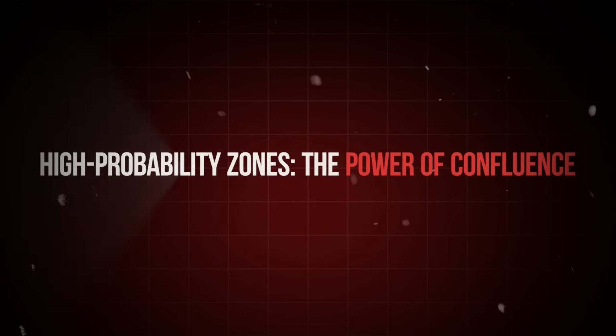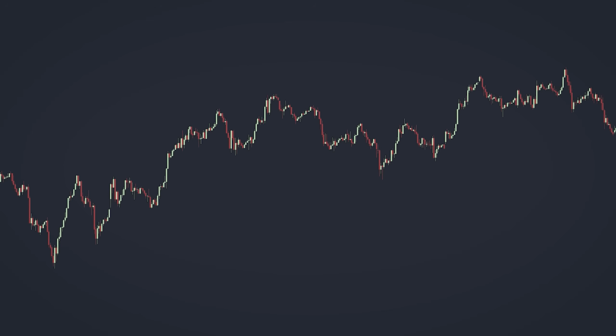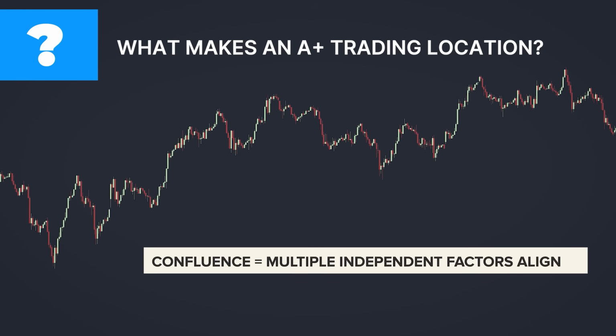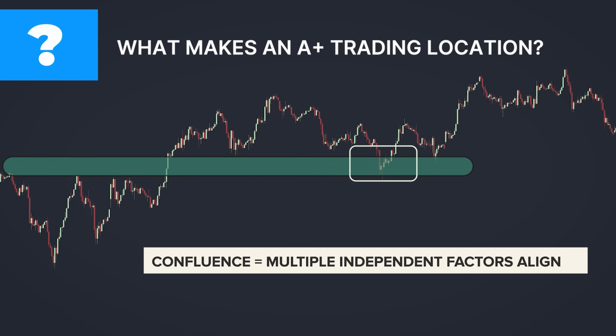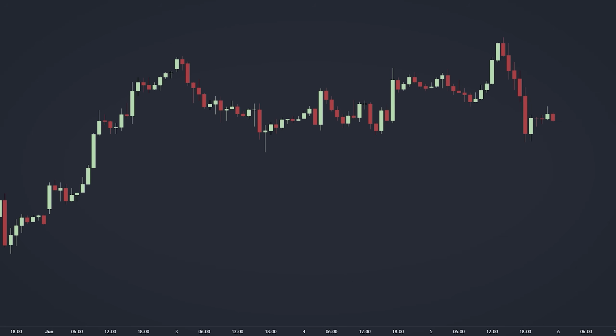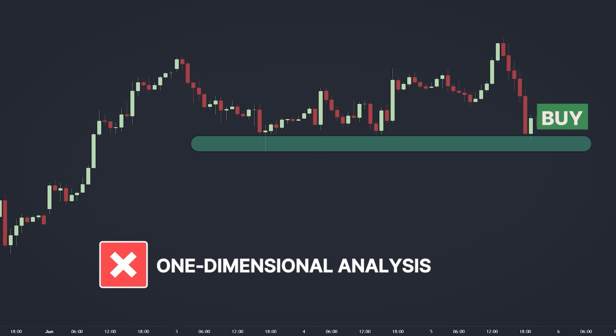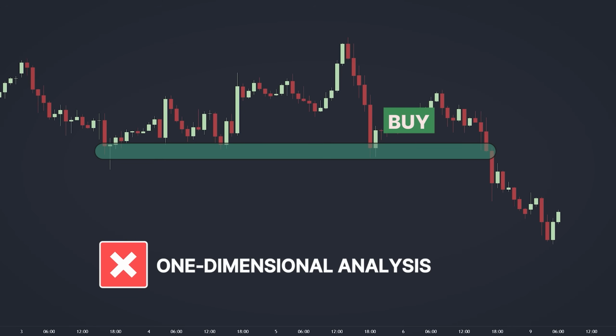Now we start building. The foundation is laid. Let me show you how to find an A+ trading location. This is a concept called Confluence, where multiple factors align to signal a powerful opportunity. Most traders are one-dimensional. They see a support level and they buy. That's it. They trade one reason and hope it works.